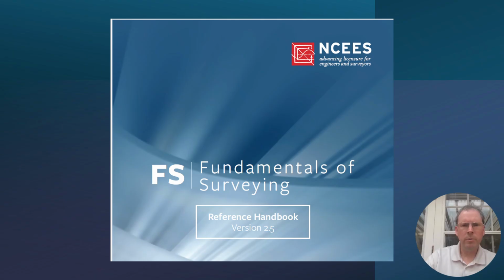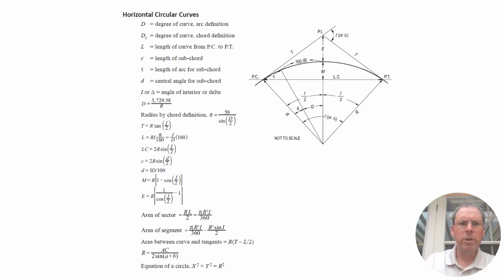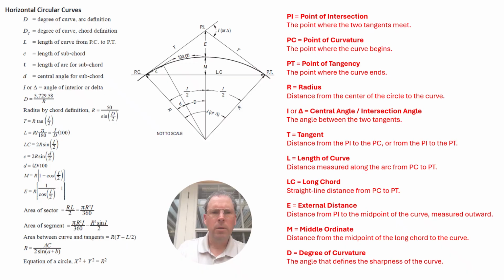Okay, moving back to the reference book, we're going to look at the next set of equations here. The next equation we're going to look at is for the horizontal circular curves. In the reference book, they define everything and give these set equations. Let's go over these carefully here. Let's take a look at all the different terms on these curves.